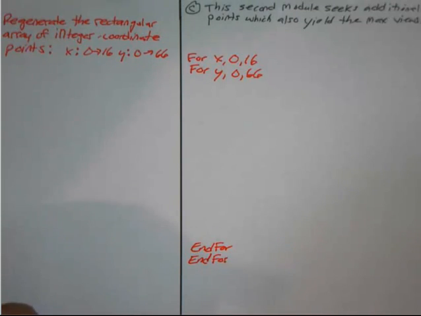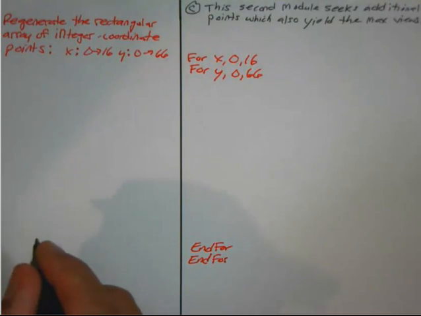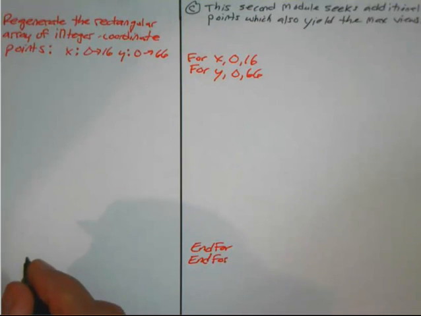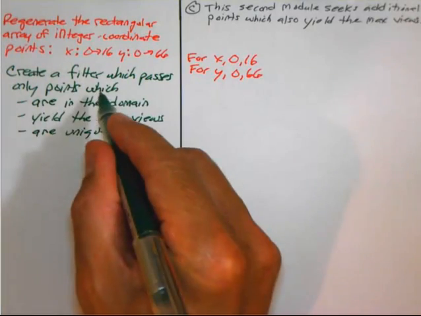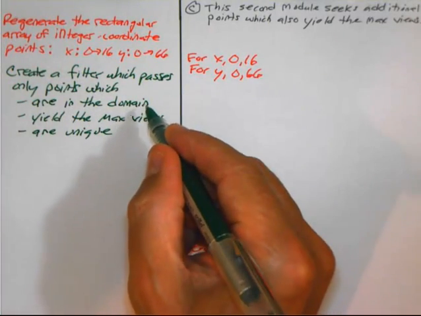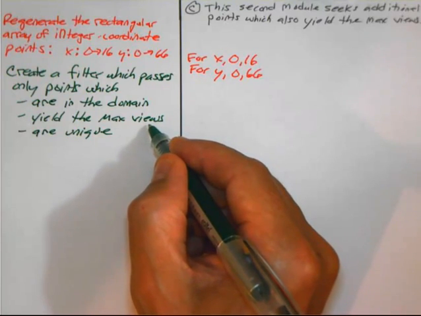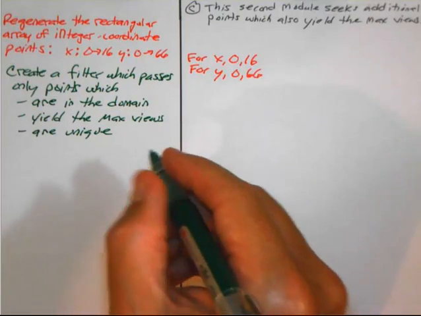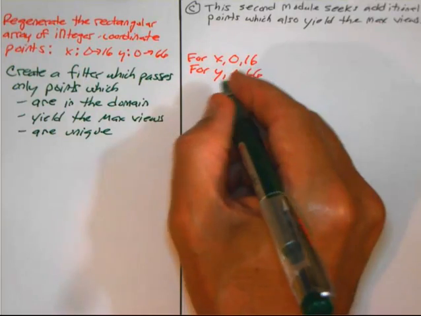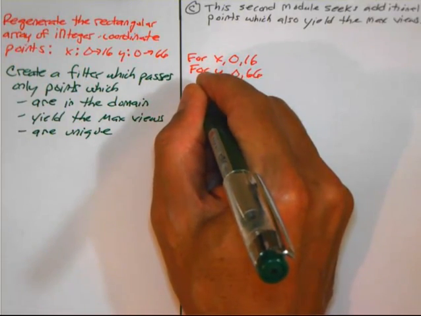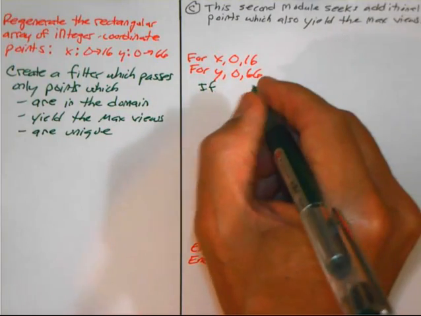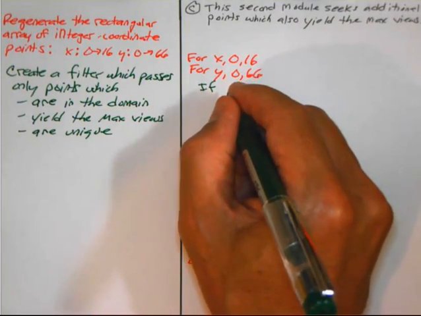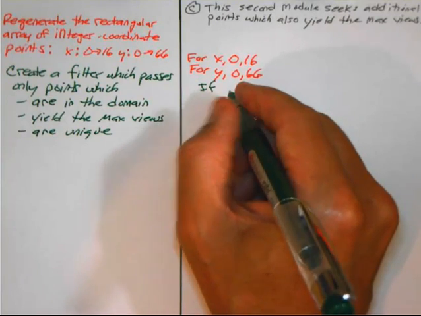Now we need to create a filter, right? We need to create a filter which passes only points that are in the domain and have the maximum value of views and are unique. So we want to create a filter which passes only points which are in the domain, yield the maximum views, and are unique. All of this. Sort of a complex filter here. Filters are created with conditional statements. So we could say here, if. Now to make these points be in the domain, only one other restriction is needed, right?